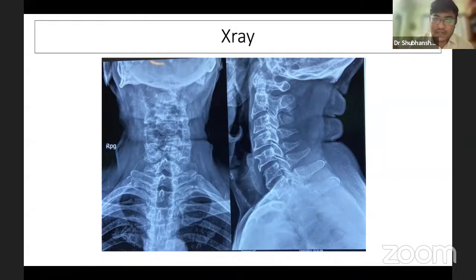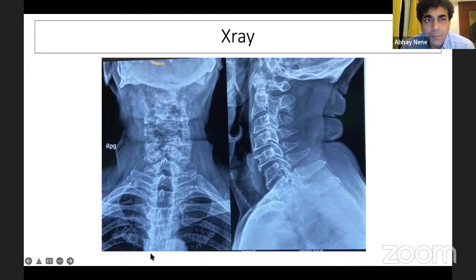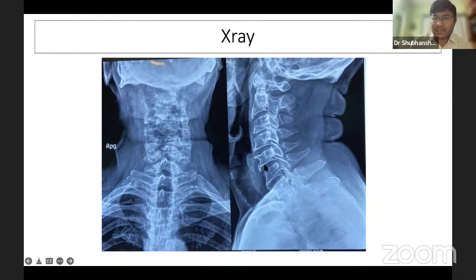Sir, osteophyte occurs due to the ossification of the annular fibers. So how will you differentiate on the X-ray which is a claw spur and which is an osteophyte? Sir, the claw spur will start from the anterior border of the vertebra, while the osteophyte will start from the inferior angle of the vertebra.